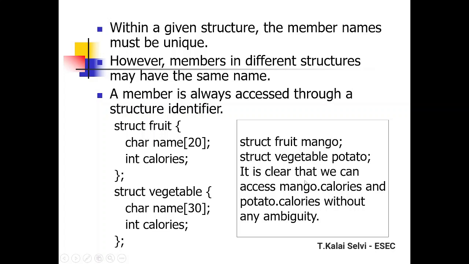It is clear that we can access mango.calories and potato.calories without any ambiguity. So this is possible. Even though the names are the same, they belong to different structures, so there will not be any conflict when we are accessing them. This is accessed with the structure variable mango.calories, and this is accessed with the structure variable potato.calories. So this gives a different meaning.